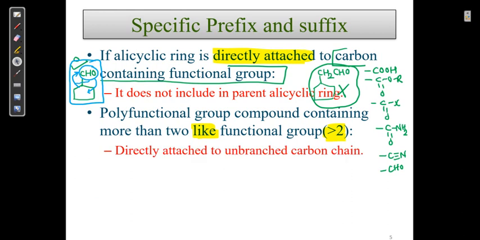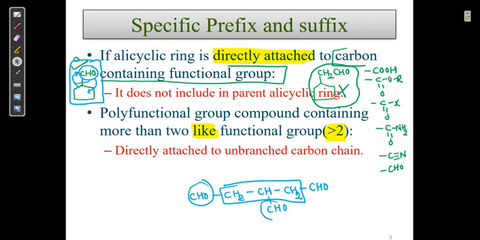Directly attached to the unbranched. Suppose I show here, I have CH2, CH, CH2. And we have attached CHO, CHO and CHO. Then I can say yes, in case of this it is directly attached. These three functional groups, they are directly attached to unbranched carbon chain. Is it? So in this case you have to use a specific prefix and suffix that I will show you in the next slides.